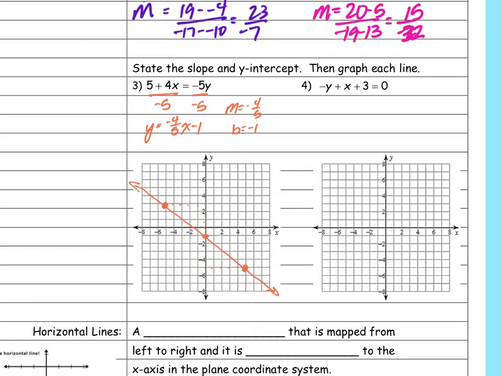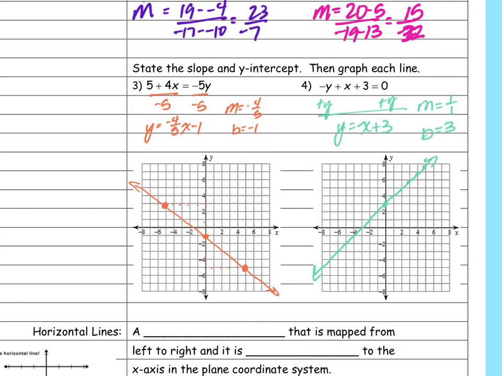Second one, add y to both sides. That's the easiest way. And I get y equals x plus 3, where my slope is 1 over 1, and my y-intercept is positive 3. So start at positive 3 on my y, go up 1 over 1, draw a line. There we go. Okay. So that was all from last lesson.